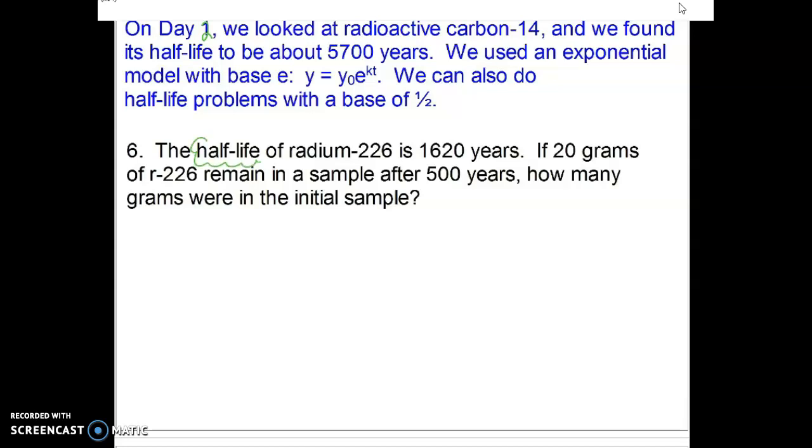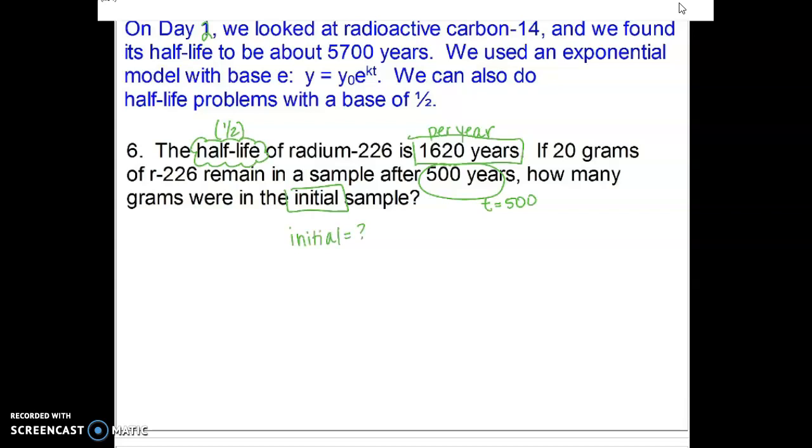Whenever it says half-life, that tells you that in your parentheses you're going to have a half. Is 1620 years. And then this tells you like per year. Whenever you have a half-life, they'll give you that. If 20 grams remain in a sample after 500 years, so T is 500, how many grams were in the initial? So we're trying to find the initial this time.